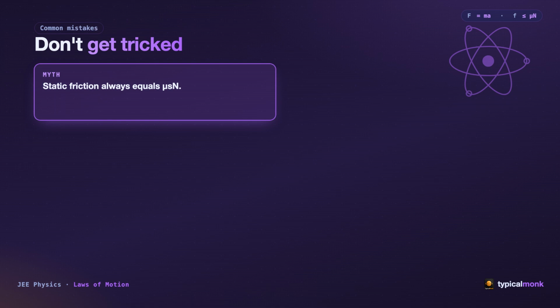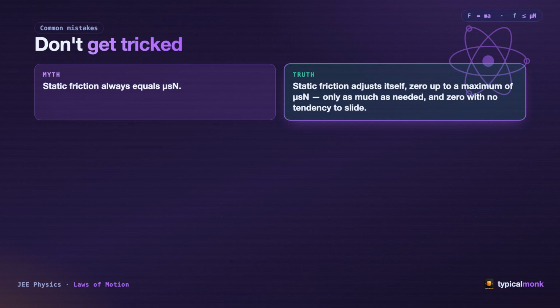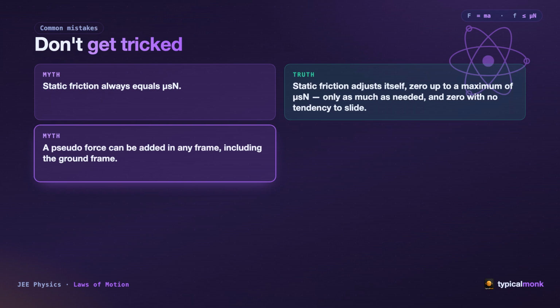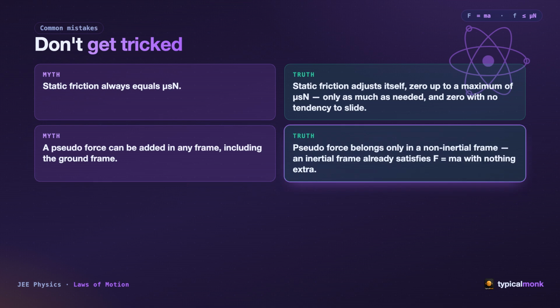Myth 1. Static friction always equals mu s times N. Truth. Static friction adjusts itself from 0 up to a maximum of mu times N. It equals only whatever is needed to prevent sliding and vanishes completely if there is no tendency to slide at all. Myth 2. A pseudo force can be added to a free body diagram in any frame, including the ground frame. False. A pseudo force belongs only inside a non-inertial, accelerating frame. In an inertial frame, force equals mass times acceleration already holds, with nothing extra to add.